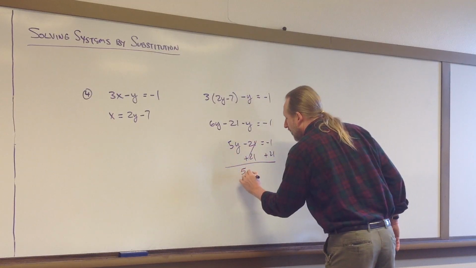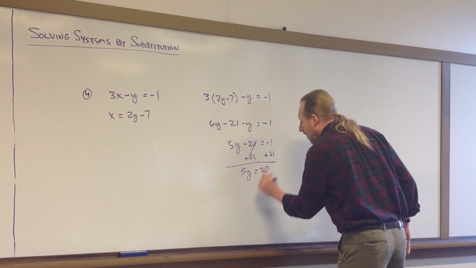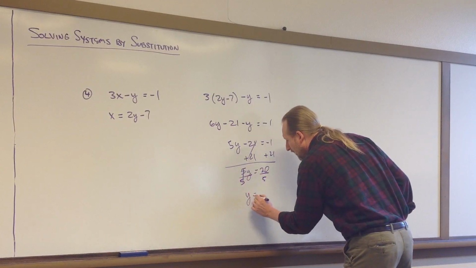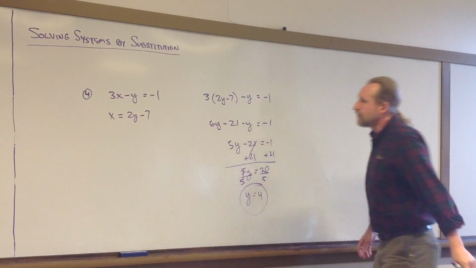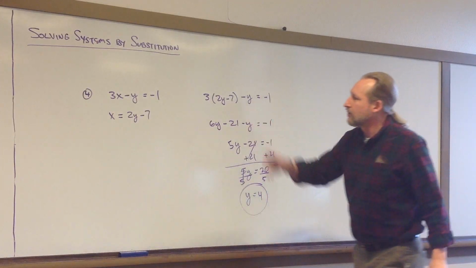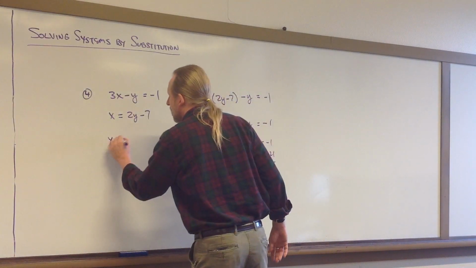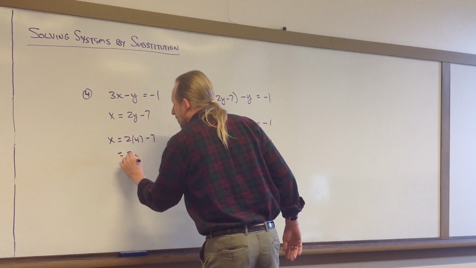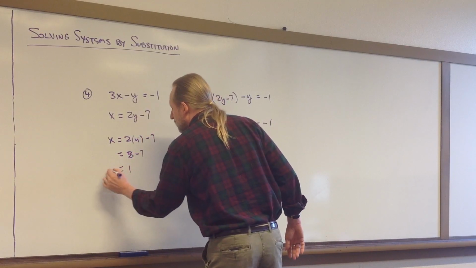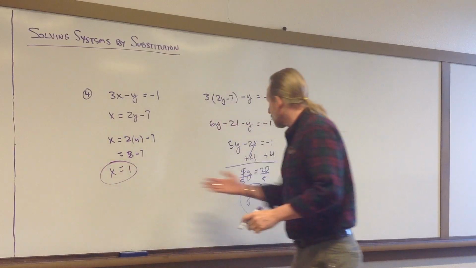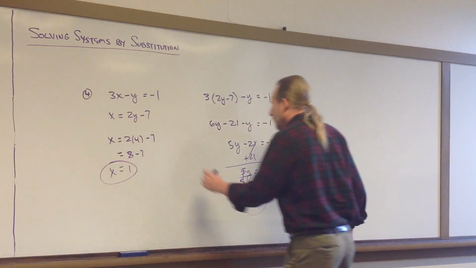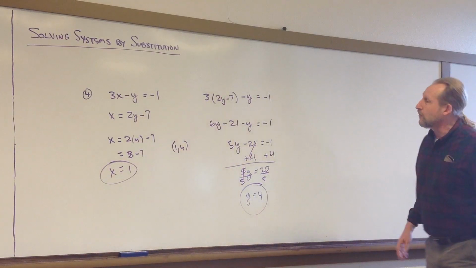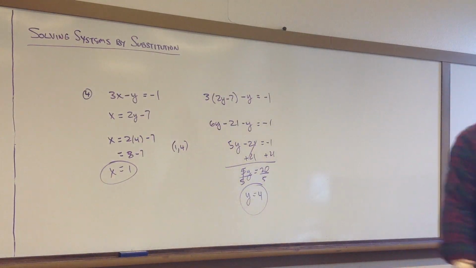Add the 21 and divide on both sides by 5. And so y is 4. And then we'll come over, plug the 4 in here. Turns out x is equal to 1. So x is 1, y is 4. If you wanted to write it as an ordered pair, you would write it 1 comma 4. Okay?